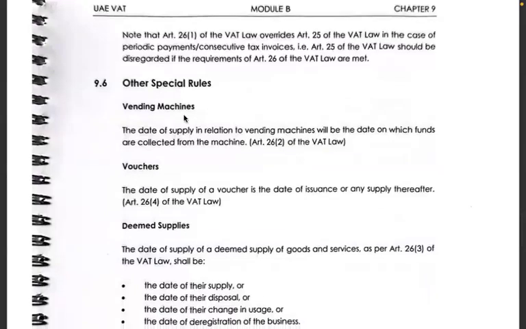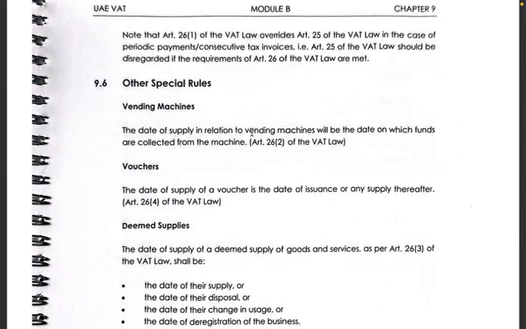Other special rules, for example, vending machines. Now, the vending machines are kept there, and people just put in the coins and take beverages, Coke, Pepsi, whatever it is, right? And that's it. So, what to do? It's a very difficult situation. Every time a tax invoice cannot be issued, so the Ministry of Finance made it easier.